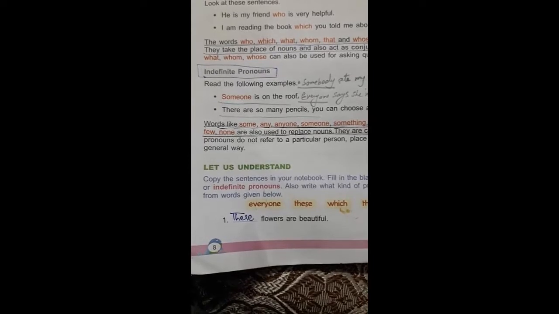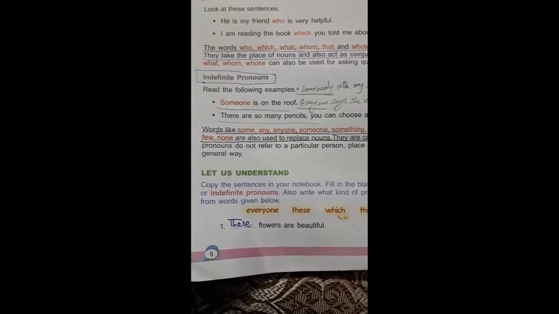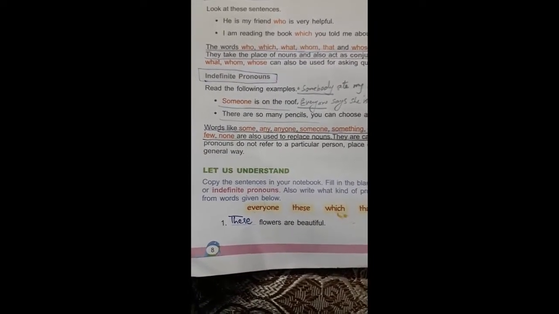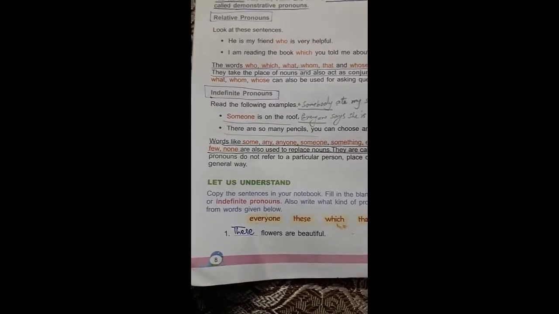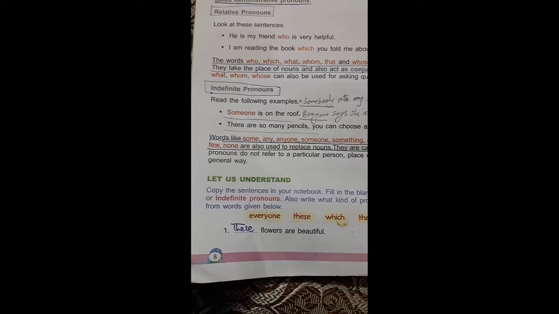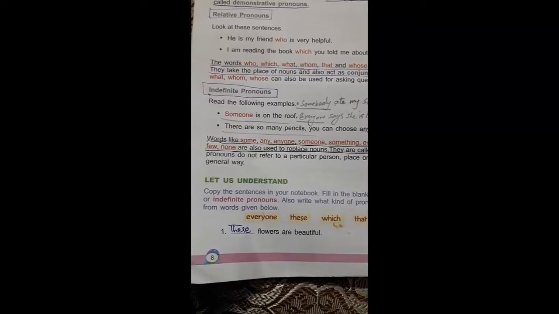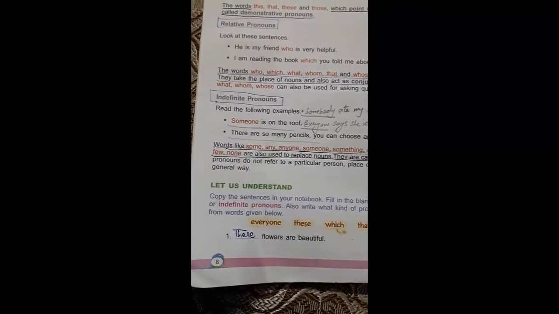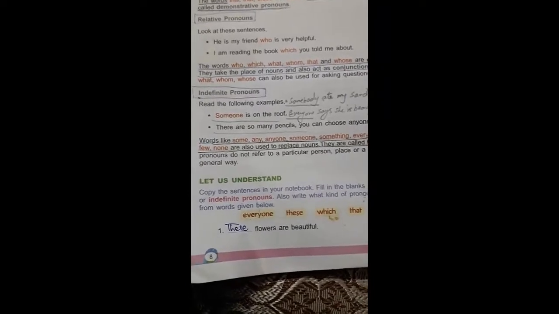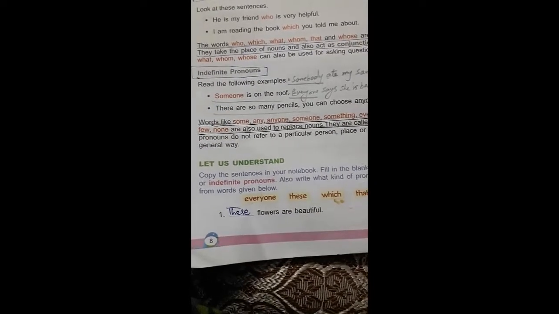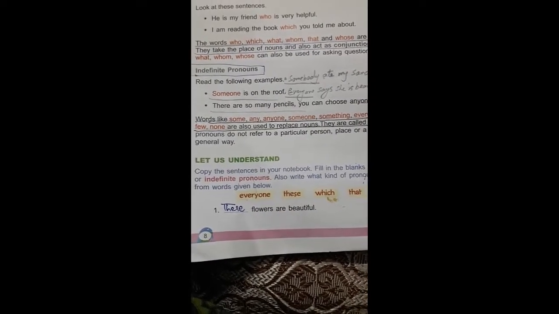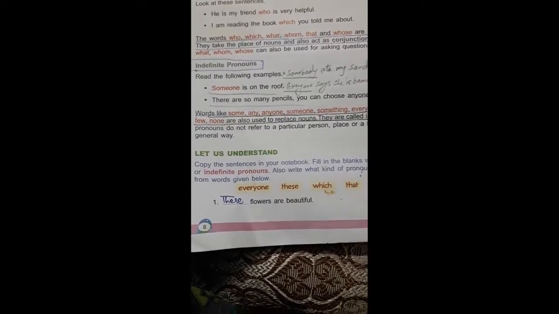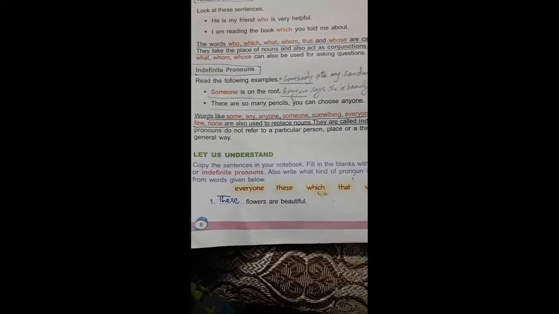Now we will move toward the third one, which is indefinite pronouns. Indefinite pronouns, as it is apparent from the word indefinite. Indefinite means it does not indicate exact place, person or thing. Here the examples are given. Someone is on the roof. It is the first example. Now I'm going to read the second one. There are so many pencils, you can choose anyone.